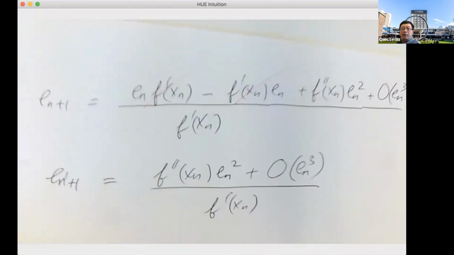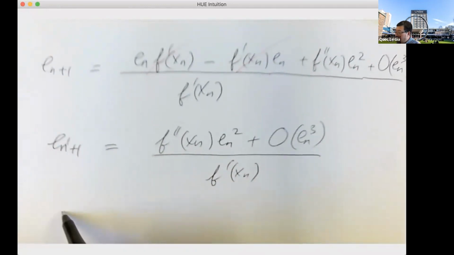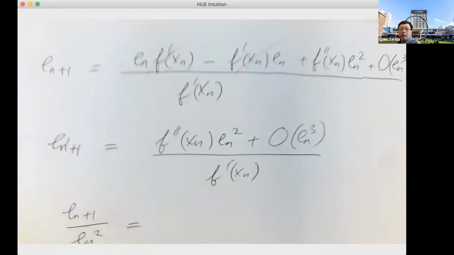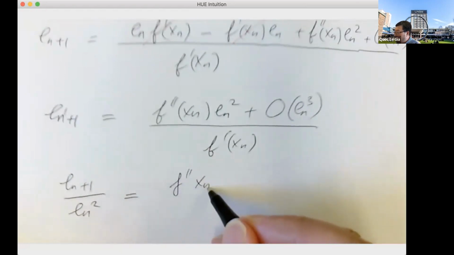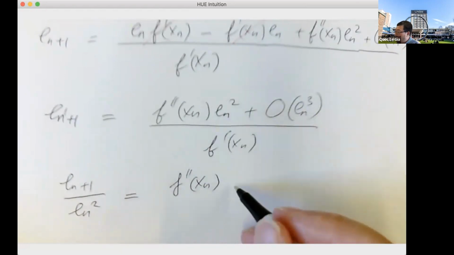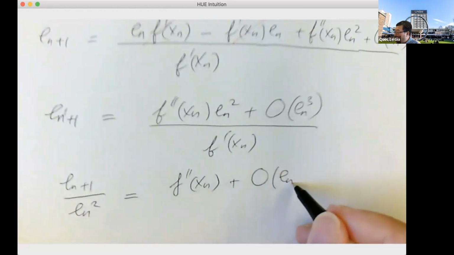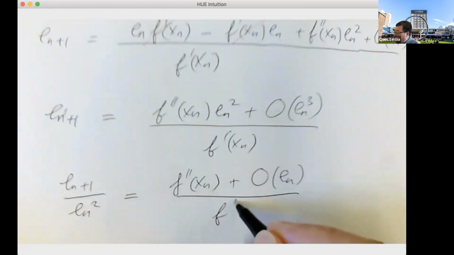And now if I divide by en square, divide the left and the right. So divide en plus 1 over en square. Then on the right, I have f double prime xn. No more en square, right? And this one O of en over f prime xn.